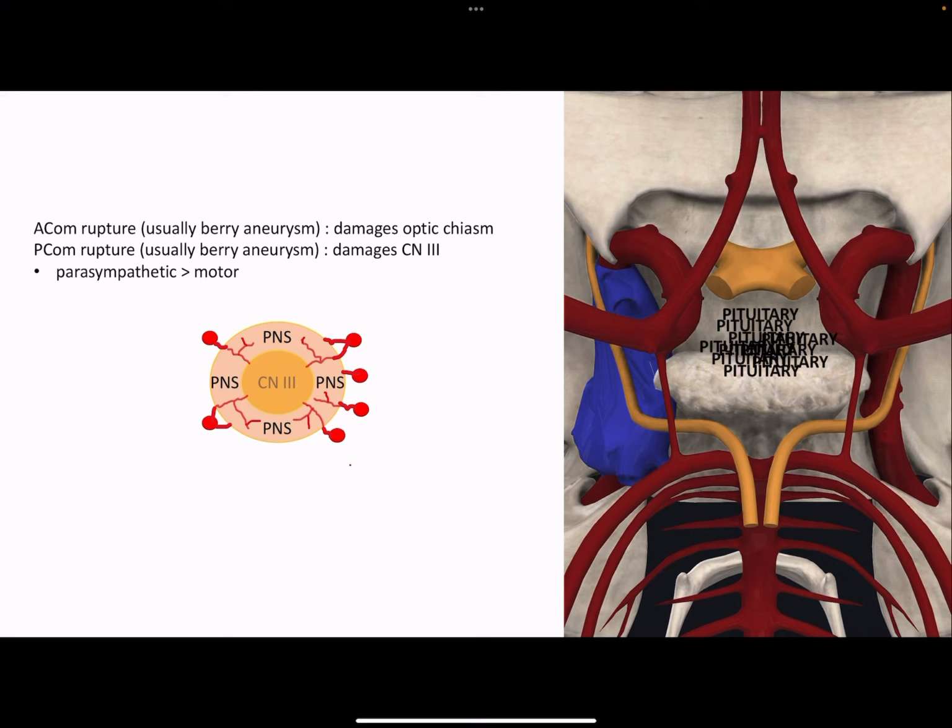And then the PCOM, as we said, could damage cranial nerve 3, the oculomotor nerve. Remember that cranial nerve 3 is on the inside and the parasympathetic nervous system is on the outside. So ischemia would deprive cranial nerve 3 before the parasympathetic nervous system, and a tumor is going to damage the parasympathetic nervous system before it gets cranial nerve 3. But it could easily get both. It often will get both. There we go. Here's this beautiful animation that I made, and another beautiful animation of the PCOM getting the optic chiasm and the oculomotor. You can see it right there.